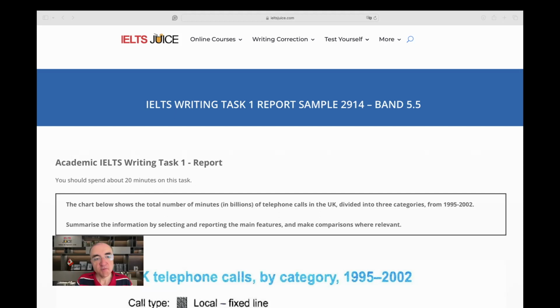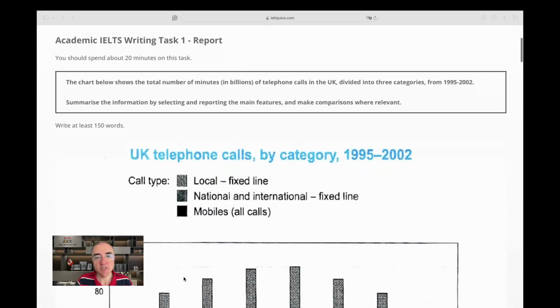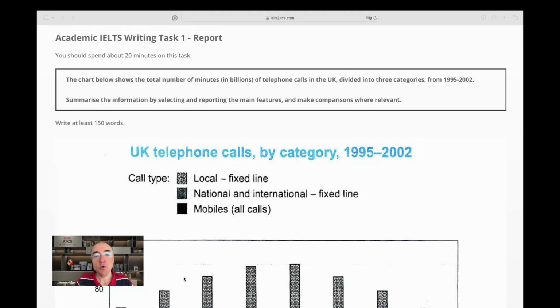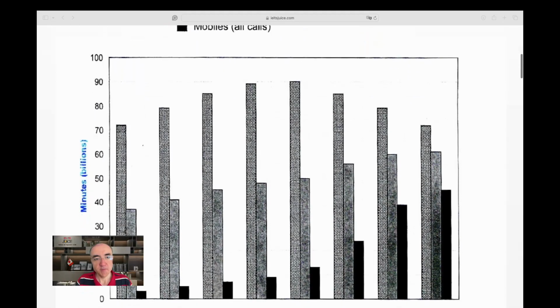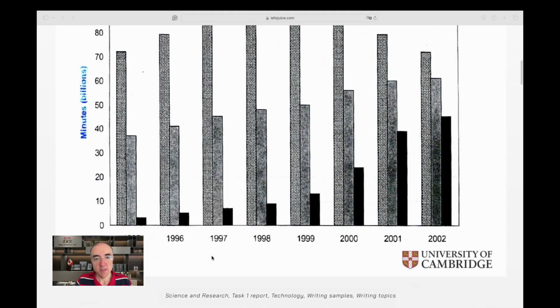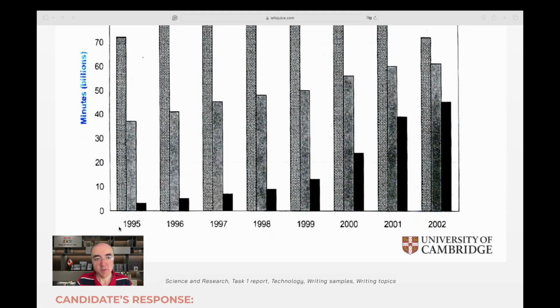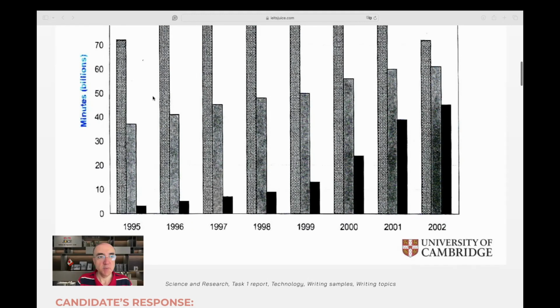So let's see what type of chart it is. UK telephone calls by category: we have local fixed lines, national and international fixed line, and mobiles, which pretty much covers all telephone calls. And it's from 1995 to 2002. So it's a bar chart. There are 3 different categories, and the minutes are in billions. So for example, 60 means 60 billion minutes.